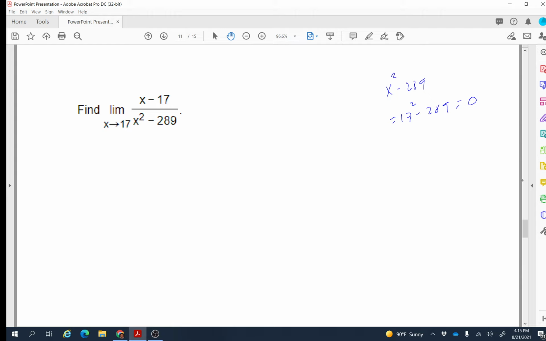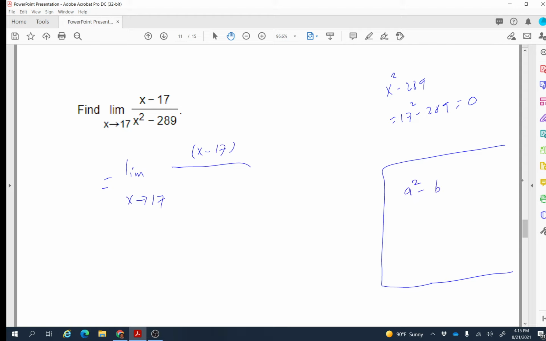So before applying the limit, we have to do some simplification. In this problem, we can find the factors of the denominator. If you remember this formula, a squared minus b squared can be written as a plus b times a minus b. In our case, x squared minus 17 squared, where 17 squared is 289, so I can write it as x minus 17 times x plus 17. So on the bottom I can write x plus 17 and x minus 17.